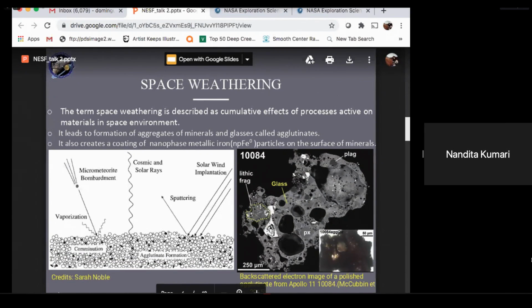Next slide. Talking a bit about space weathering: it's the cumulative effects of processes that are active on materials in the space environment. It leads to the formation of agglutinates and glasses, and also to the formation of nanophase metallic iron as a coating on mineral surfaces. It also leads to reddening of the continuum in the near-IR region, and a decrease in the depth of the visible-region iron absorption bands of the minerals. Next slide, please.